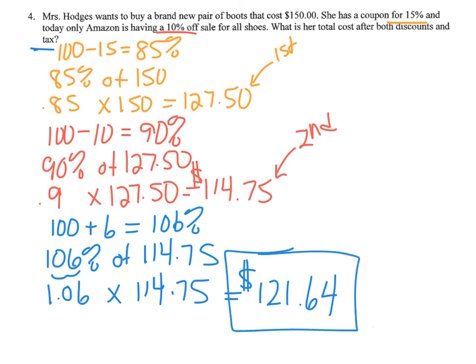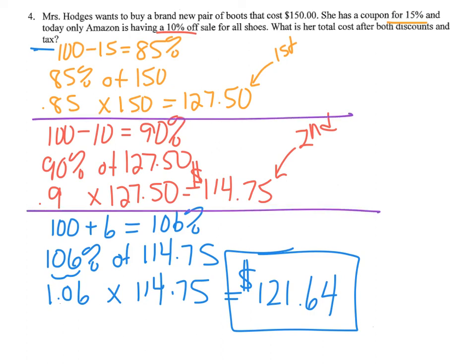So the final price of these boots after both discounts and sales tax is going to be $121.64. The key here is noticing that you need to take each discount separately. So you're going to do the first discount, then the second discount, and then in this case, the sales tax at the end. So there are some examples of how to do multiple discounts and markups.